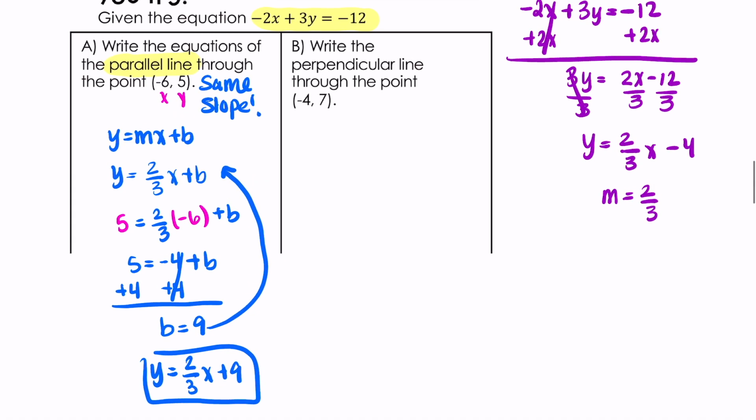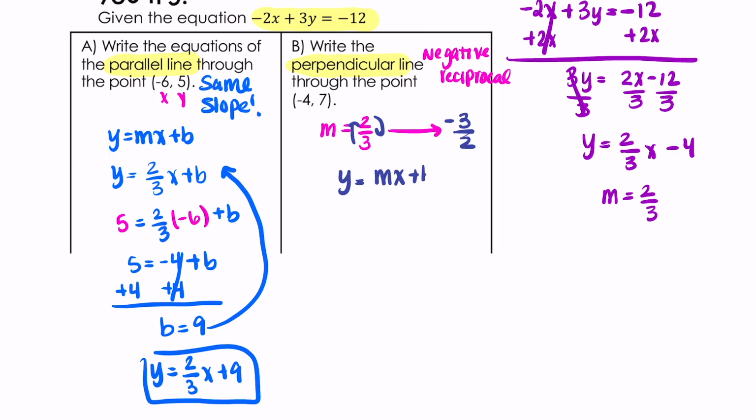Now the perpendicular line is super similar. I would highlight the word perpendicular and then immediately write down the words negative reciprocal. Because when we do a negative reciprocal, we have to flip and negate. So if we know our original slope is 2/3, we know our perpendicular slope is going to be the flip of it. So 3/2. And it was positive, and now it'll be negative. So we're going to have y equals mx plus b still, but it's going to be y equals negative 3/2 x plus b.